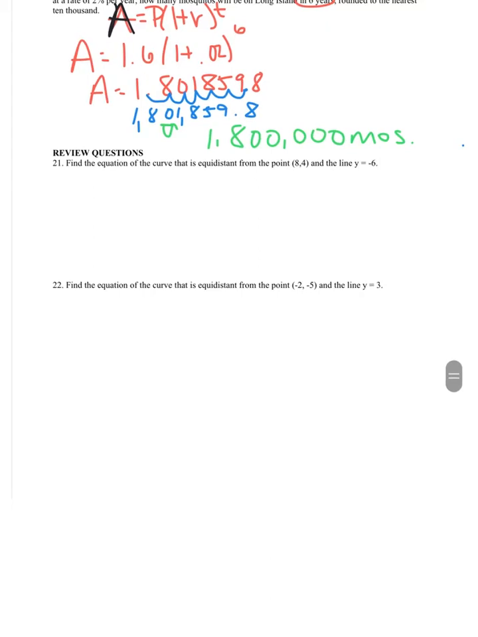All right, 21 and 22. These are my lovely parabola questions. Find the equation of the curve equidistant from the point (8, 4) and the line y = -6. So (8, 4) is your focus. Why don't we go ahead and draw this quick, just so we know what we're looking at. So (8, 4) is going to be 8 and then 4 up here. And then my directrix is -6, so that's going to be right here.